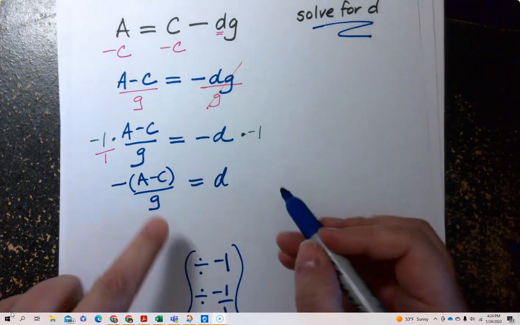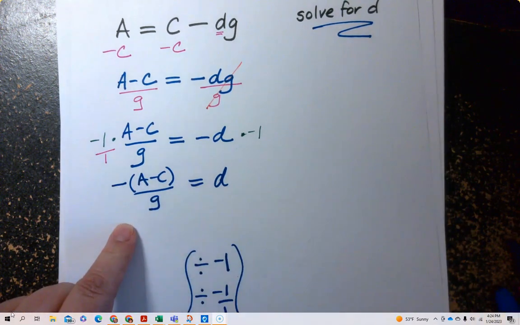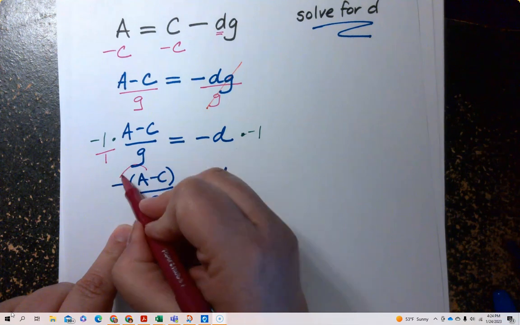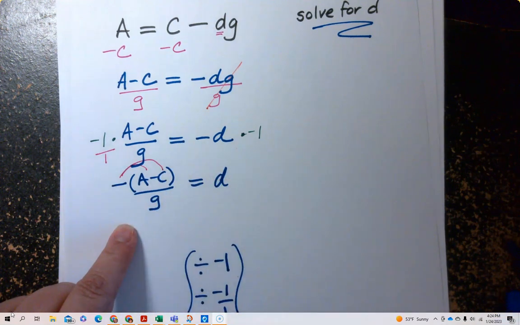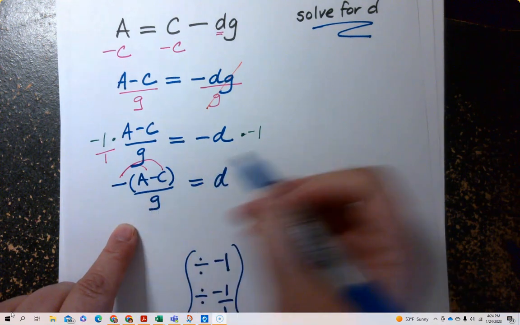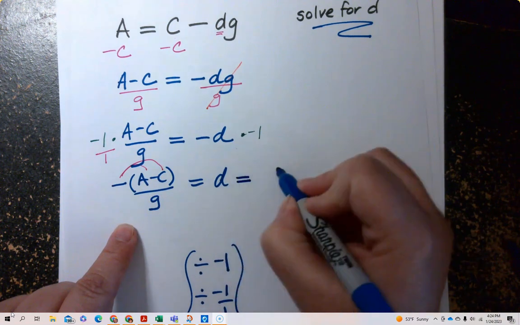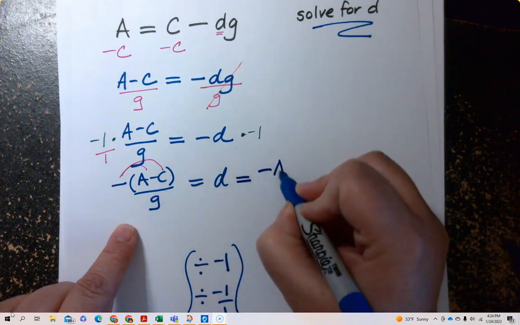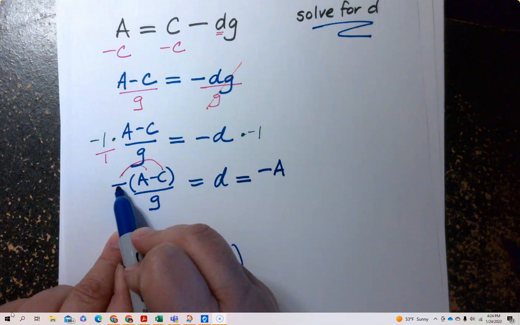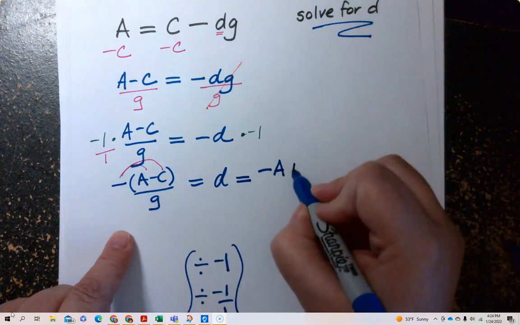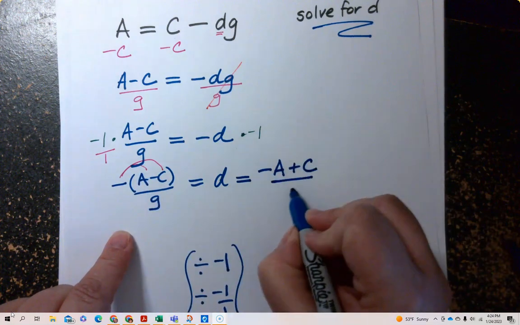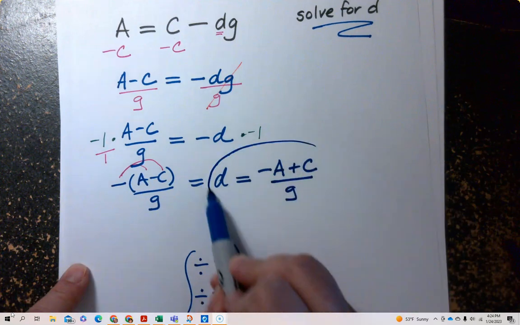What we would generally do is we would go ahead and distribute that negative. So in other words, I'm going to apply it to the a and to the negative c, and say that d is equal to the opposite of a, when I do negative times the negative, plus c, all over g. This is how I think I would leave it.